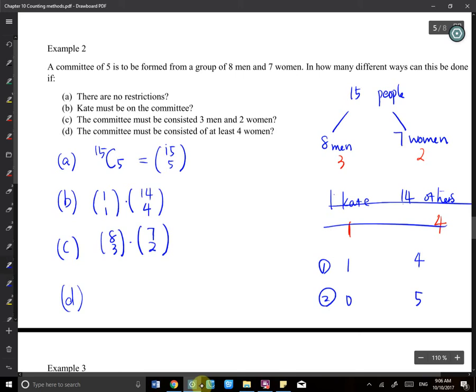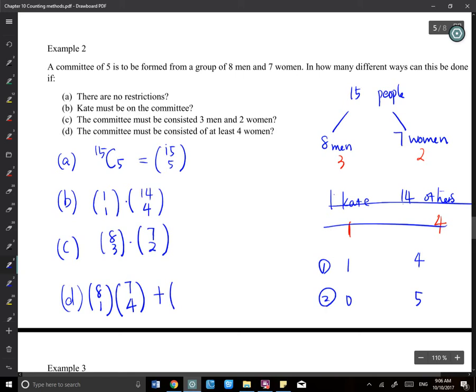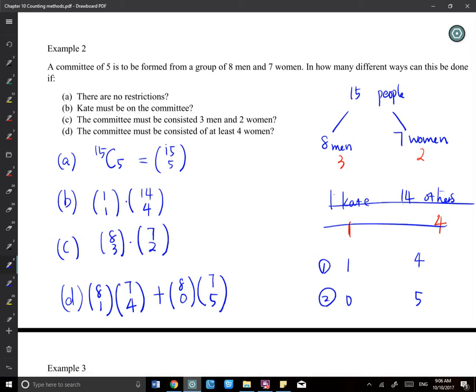So for the first one, I want 1 man from 8 men, and I want 4 from the 7. Plus, because it's 4 women or 5 women, so it's an or, I will add them. I will select 0 from the 8 subgroup, and I want to select 5 from the 7 subgroup. And we add those 2 situations together. That will give you the number of ways I can have at least 4 women. If I can say at least 4 women, I can say at most 1 man as well.